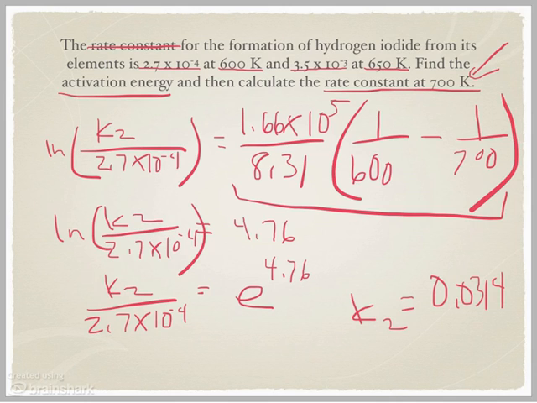So that's again basically taking your Arrhenius equation, first looking for the activation energy, and then after that looking for the rate constant at a specific temperature.